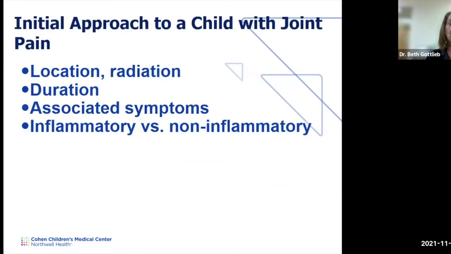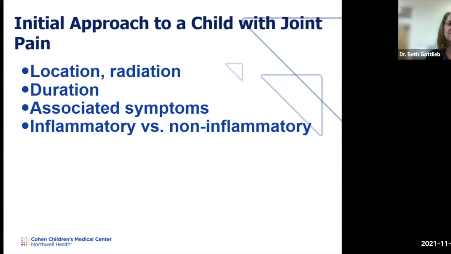So most importantly, we talk about location. Where is that pain? Does that pain radiate somewhere? How long does that pain last? Some children will talk about terrible, severe pain, but when we ask how long it lasts, it may only last for minutes, or it might be that they feel like it lasts a long time.